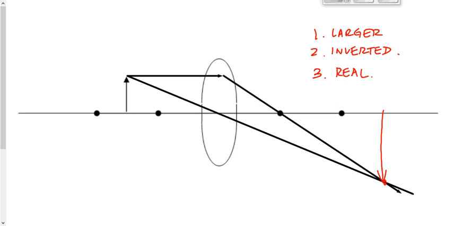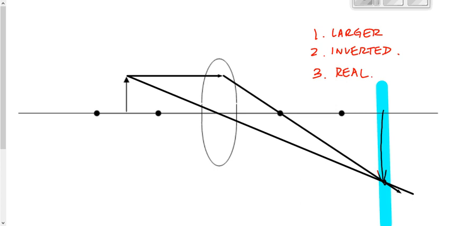Okay, this is a real image. It could be projected onto a screen. We know that it could be projected onto a screen because it's solid lines that intersect. Now, somebody this morning said, where would we have to put the screen and where would we have to stand in order to see this image projected onto a screen?